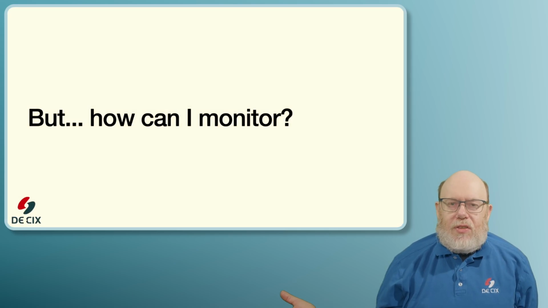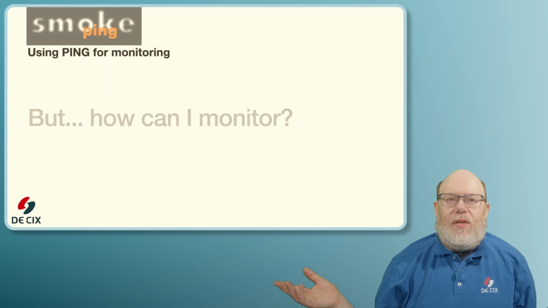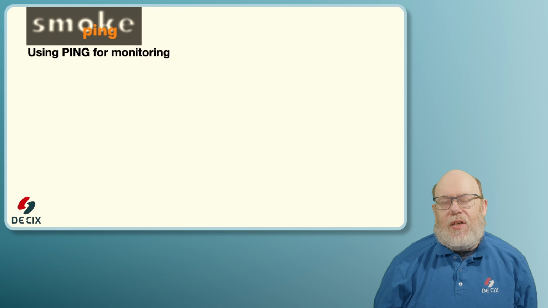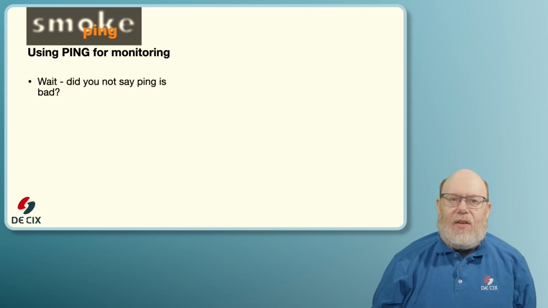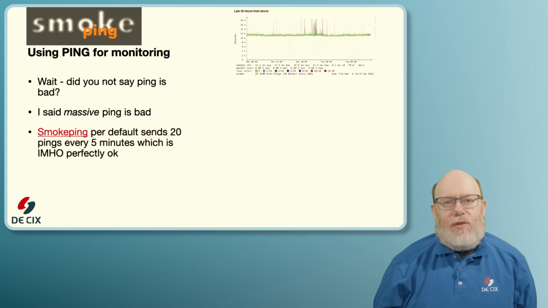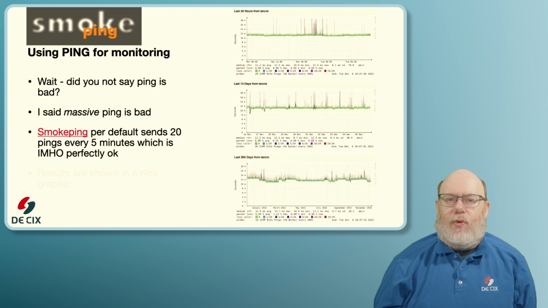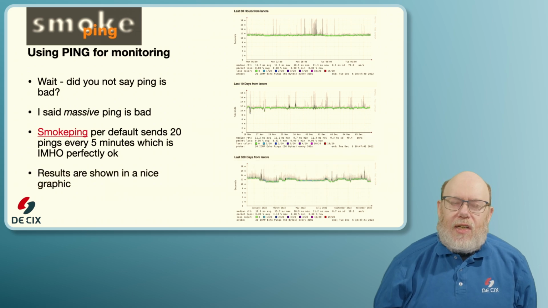But you need to monitor, or you want to monitor. What can you do? Well, there is a software called SmokePing. And wait, didn't I say ping is bad? No, I said massive ping is bad. SmokePing by default sends 20 pings every 5 minutes, and I think this is quite sensible and perfectly okay. And the results are shown in a nice graph.